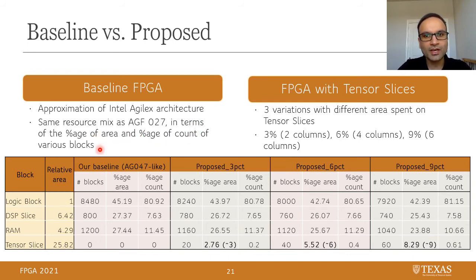various blocks. On the FPGA with tensor slices, which is the proposed FPGA, we created 3 variations with different area spent on tensor slices: 3% of the total area of the FPGA fabric spent on tensor slices, 6%, and 9%. The different percentages basically resulted in different numbers of columns of tensor slices in that proposed FPGA. The table here shows the relative area of various blocks on the FPGA fabric and the number of blocks, and hence the number of columns for each type of block, in the baseline and the 3 proposed variations.